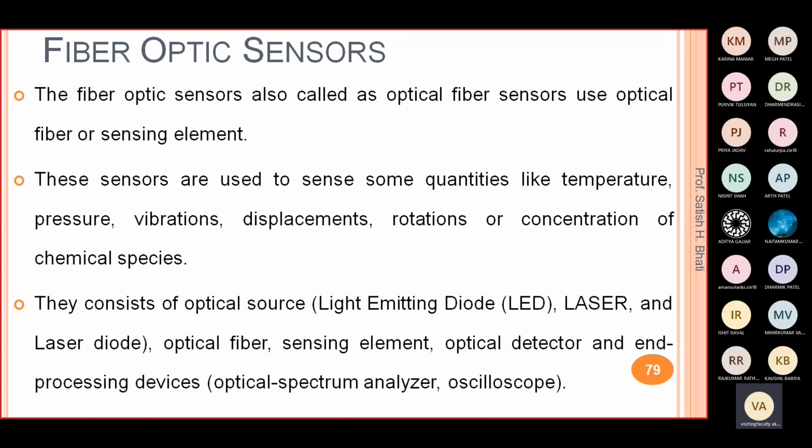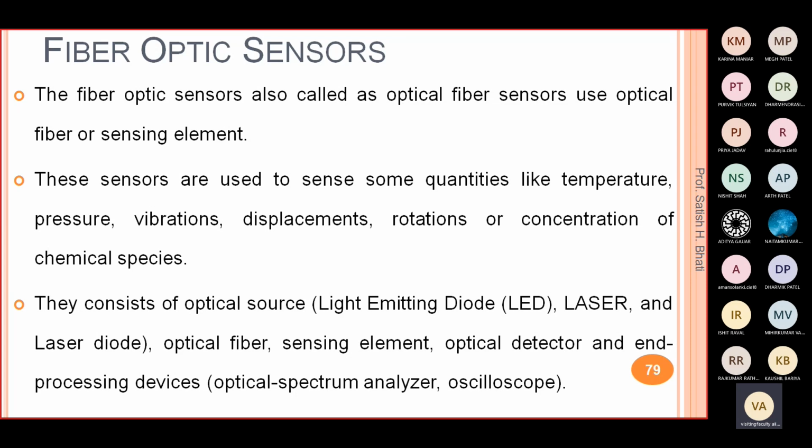We have the optical fiber sensor which can measure the temperature. We have the fiber optic sensor which can measure the pressure, right? Some fiber optic sensors measure the vibration. Some sense the displacement or the distance, right? But the main advantage of this fiber optic sensor is that they are more accurate, the speed is very high, and the response time is very less.